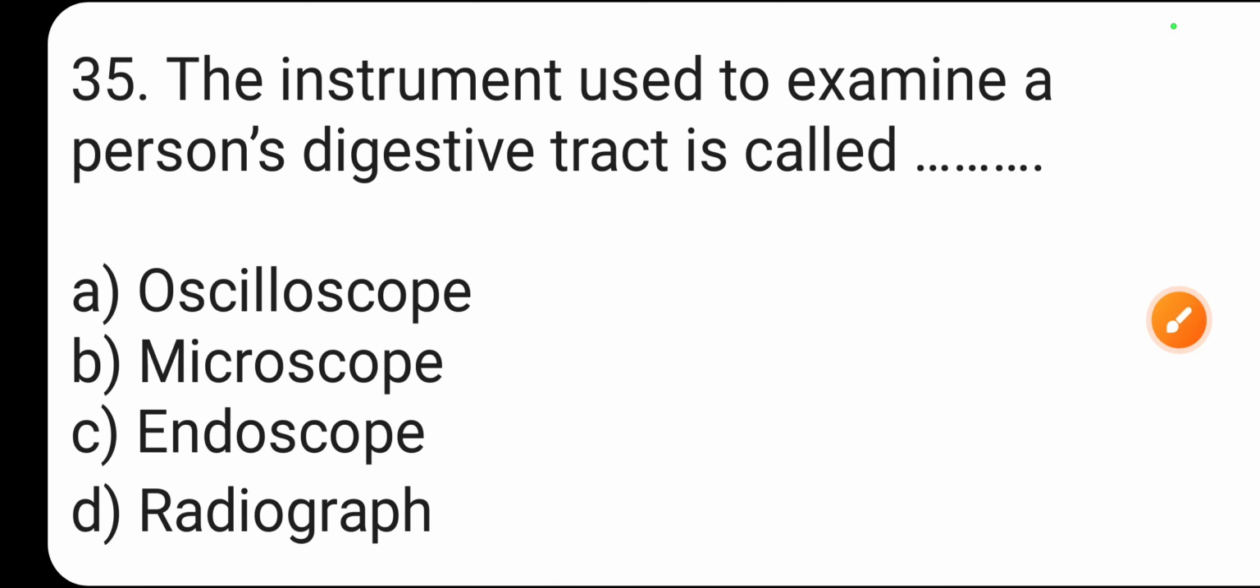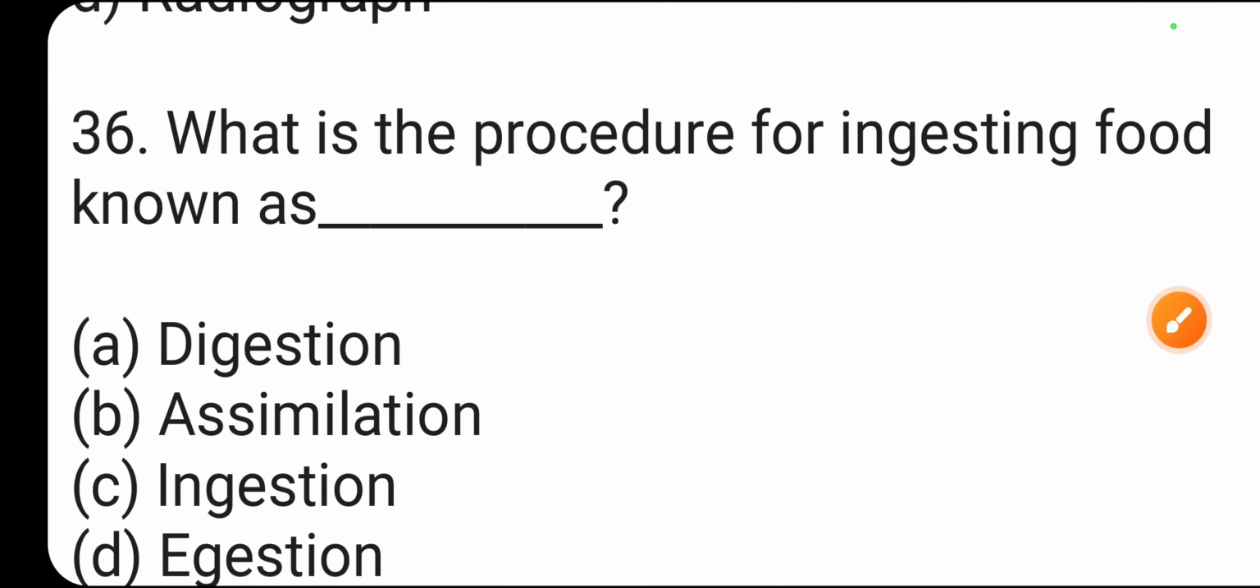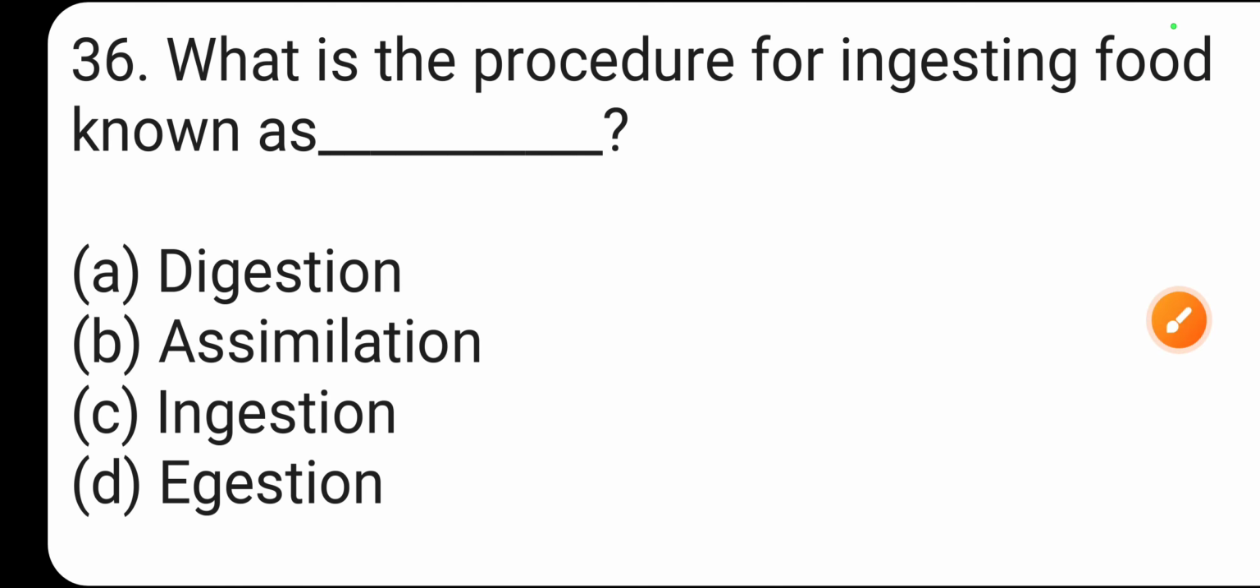Next question. The instrument used to examine a person's digestive tract is called? The instrument which is used to examine the person's digestive tract is known as an endoscope, and the study is known as endoscopy. Next, what is the procedure for ingesting food known as? Ingesting food is known as C, ingestion.